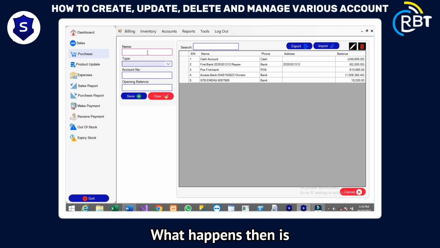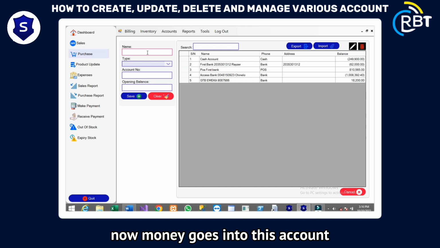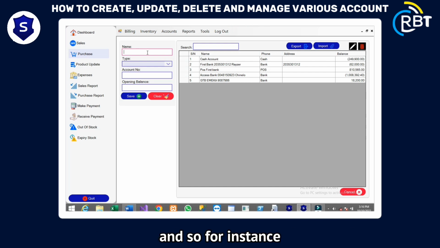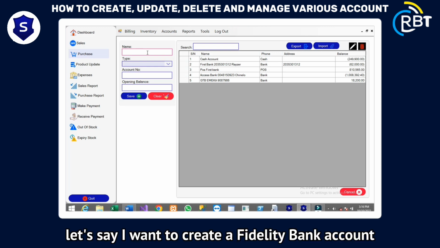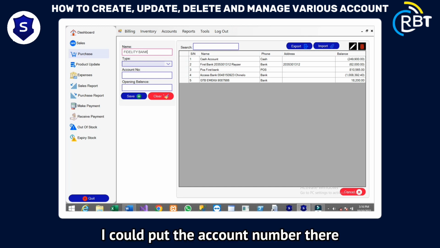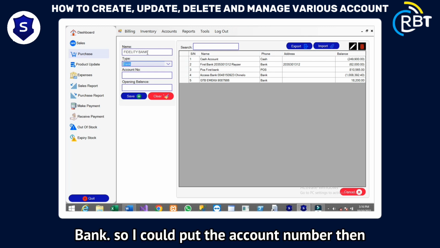Now what happens then is you are going to still manage it the way you manage your customers. Money goes into this account and goes out, so you ensure that you manage what goes in. So for instance, I'm just going to quickly create a bank account. Let's say I want to create a Fidelity Bank account, and I just call it Fidelity Bank, right? I could put the account number there. I could just decide to leave it, right? I put the type, I select bank.